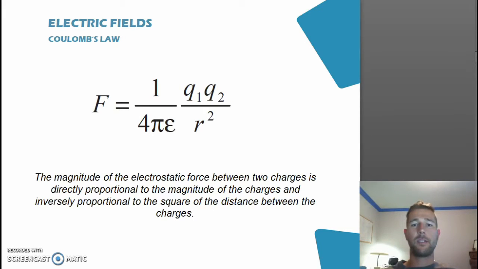Coulomb's law states that the magnitude of the electrostatic force between two charges is directly proportional to the magnitude of the charges and inversely proportional to the square of the distance between them. You can see this demonstrated with this equation. This is very similar to the equation of gravity, where we've got G in our equation. Here our constant is a different value when we're talking about charges.